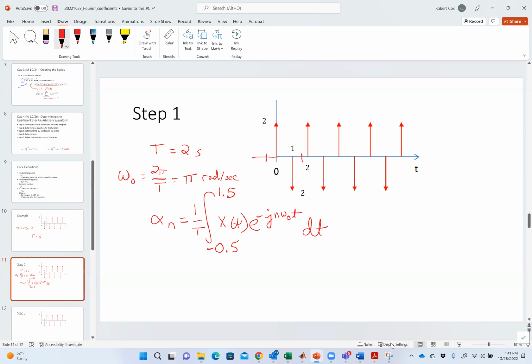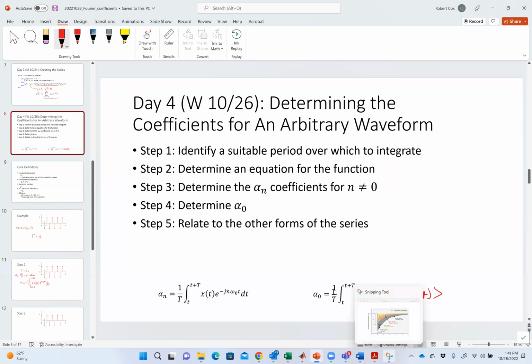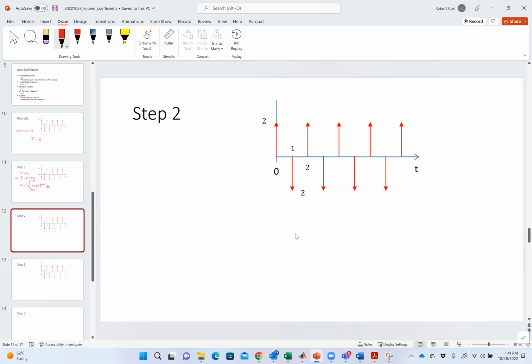Even if you tried it the other way, you wouldn't really get a correct answer, because how many pulses would I be including? 1, 2, 3, right? Here I want to make sure I'm including those 2 pulses. So I get rid of any of that ambiguity by choosing my boundaries so they don't align with the impulses themselves. Now, step 2 was: determine an equation for the function.